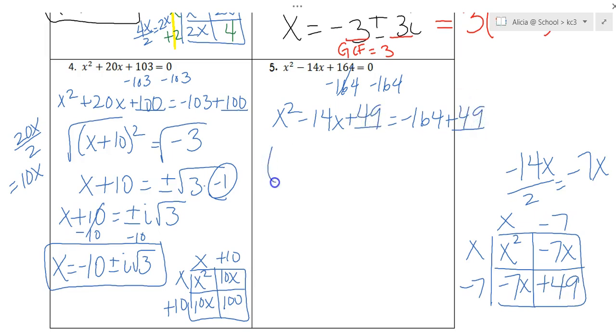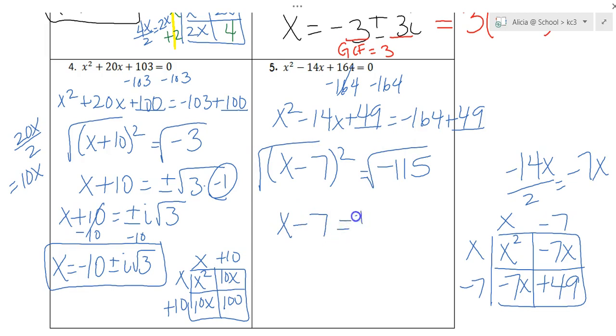Writing that perfect square trinomial, (x minus 7) squared is going to equal negative 115. Take the square root of both sides. I want to get that x by itself. So x minus 7 equals plus or minus the square root of 115 times the negative 1, because I see that negative in there. So x minus 7 is going to equal plus or minus. I'm going to remove that i. And there is no square root of negative 115.